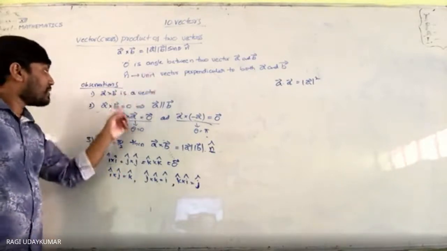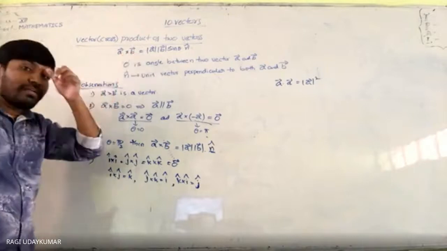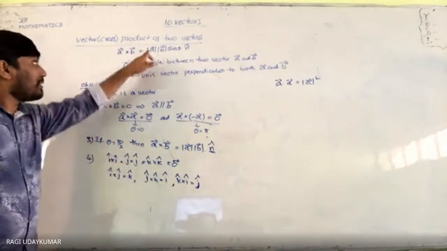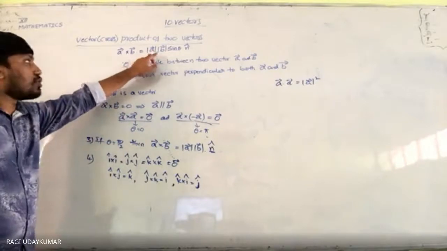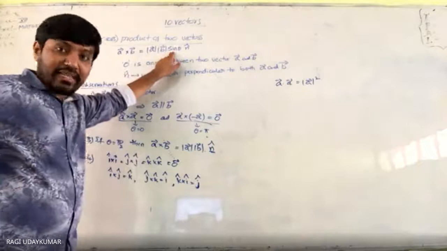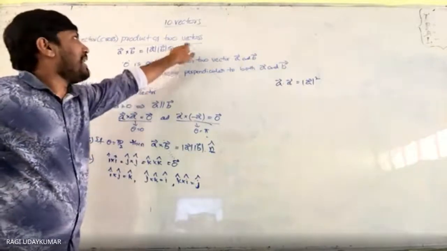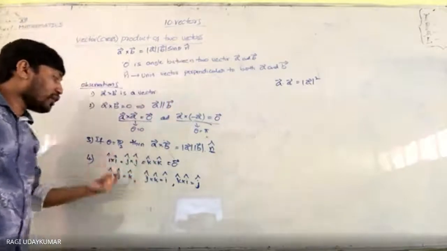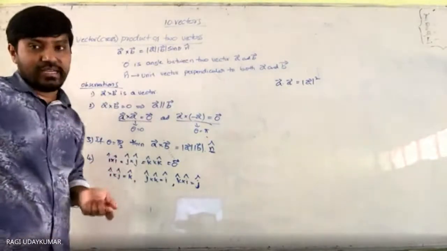Because A cross B is nothing but what? A unit vector which is perpendicular, because the magnitude of I bar is equal to 1, the magnitude of J bar is equal to 1, and the angle between them is 90 degrees, sin 90 is equal to 1, and n cap. What is this one? A vector which is perpendicular to both the vectors I and J.